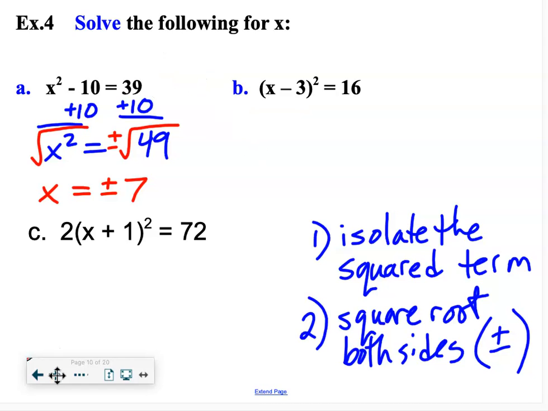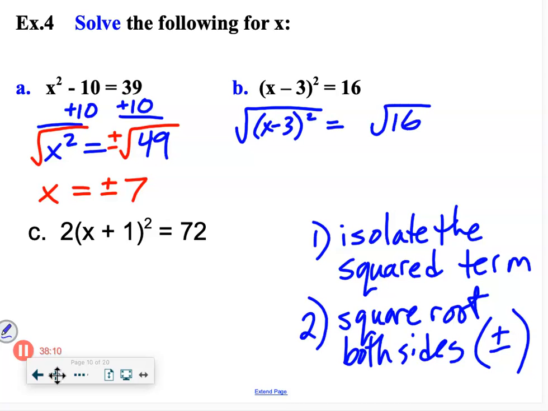Is the squared term isolated? Yes, it is, because the whole thing's being squared, right? So for this problem, you have to start by square rooting both sides. What do I have to put on the right-hand side? Plus or minus. If you aren't in the habit of doing that, don't do this method. You're going to get them all wrong. Quadratics have 2 answers. They have to have 2 answers unless it's the same answer repeated. So make sure you've got that plus or minus.